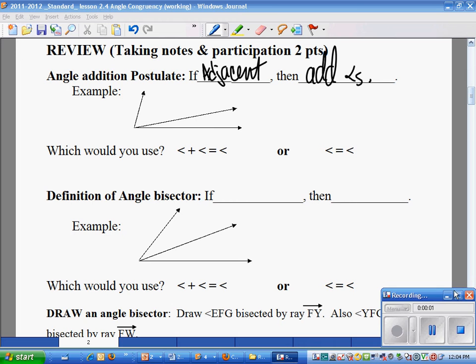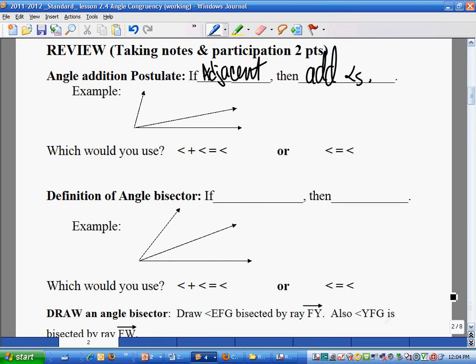Angles. You can add angles. Yep, add angles. Who did I steal that from? Nice job.